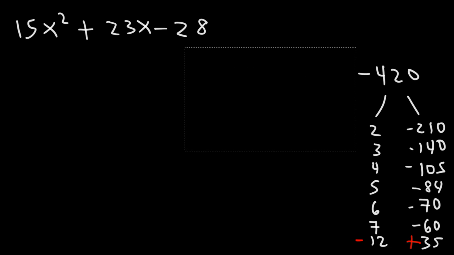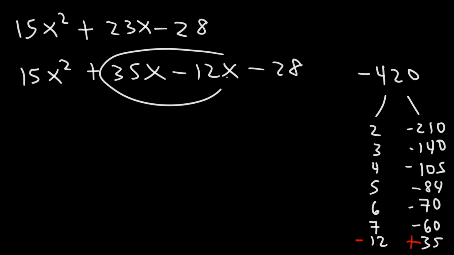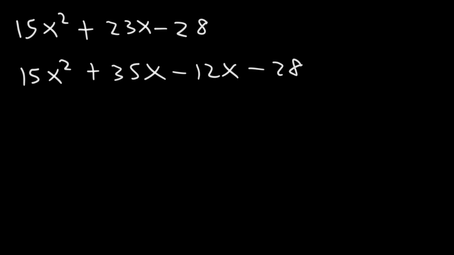So let's replace 23x with 35x and negative 12x. As you can see, 35 minus 12 gives us 23. Now, let's take out the GCF in the first two terms. Let's factor by grouping. So 5 goes into 15 and 35, and we can take out an x. 15x squared divided by 5x is 3x. 35x divided by 5x is 7.